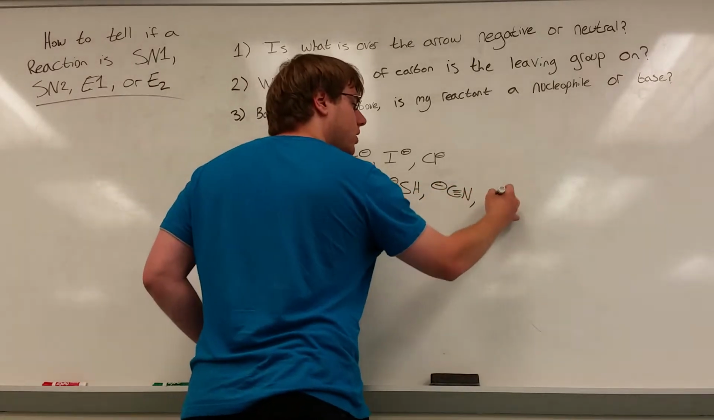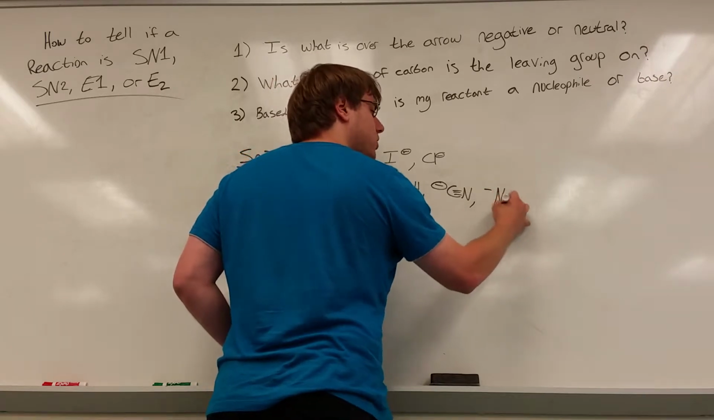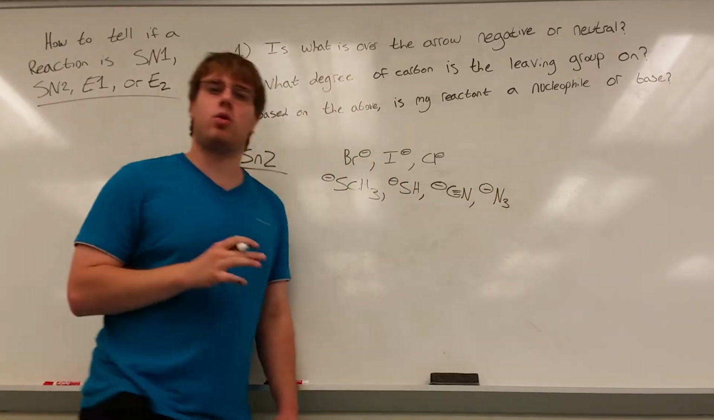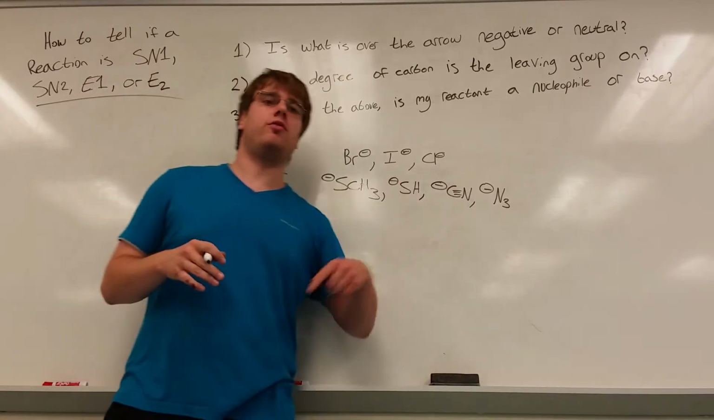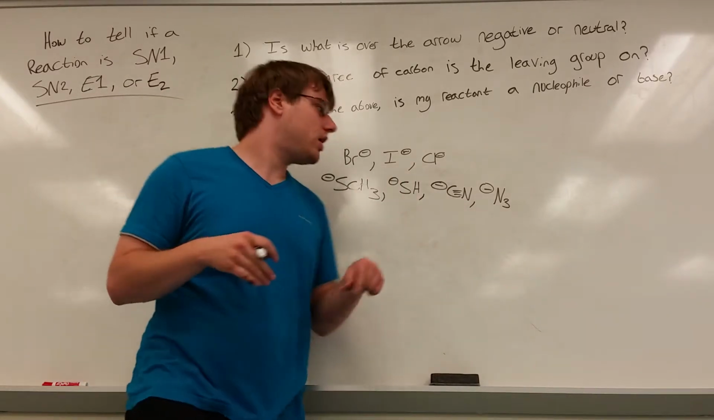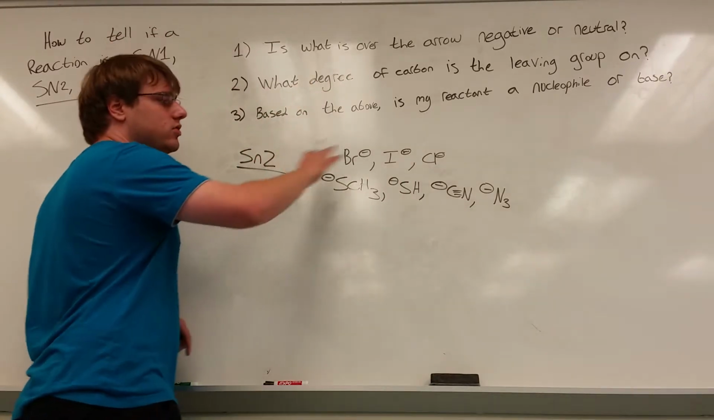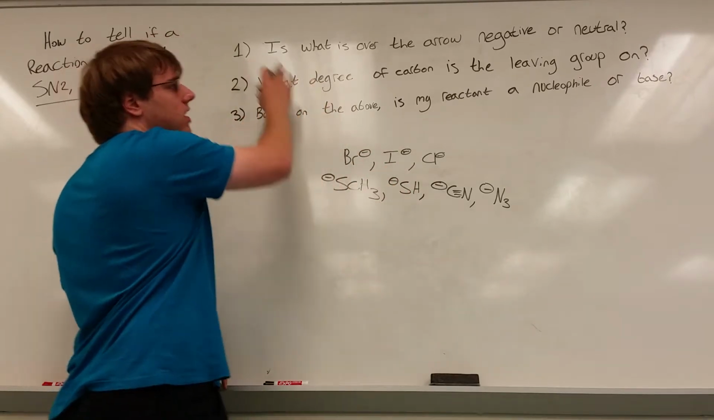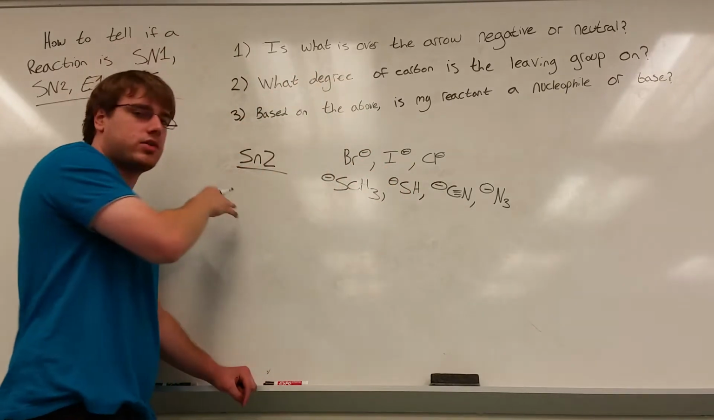And finally, a weird one, N3 minus. We don't really use it for anything until Orgo 2. Just know that it's a good nucleophile because sometimes you'll see it in a question. Now, one key point to make is these are all negative. That means they're going to be either SN2 or E2.